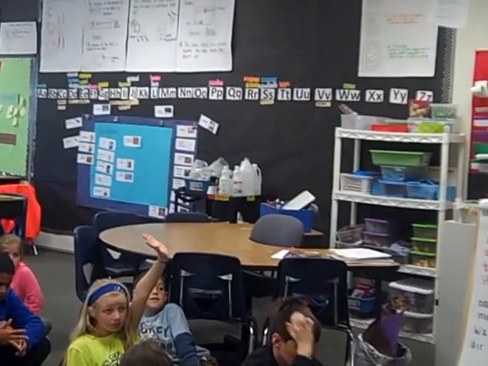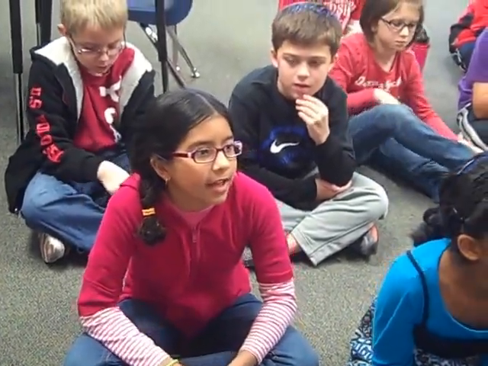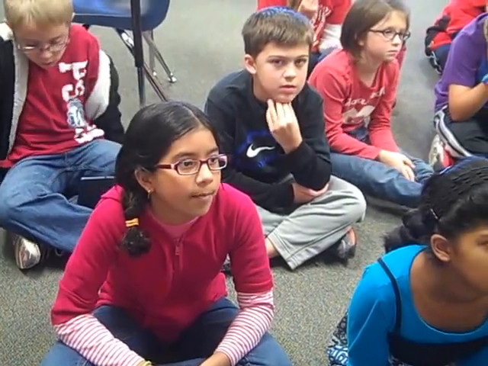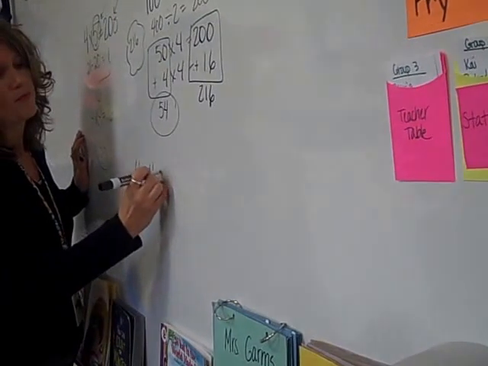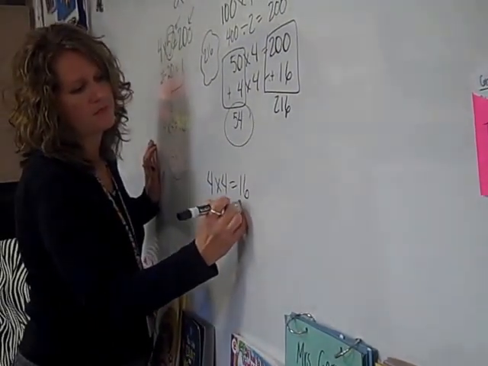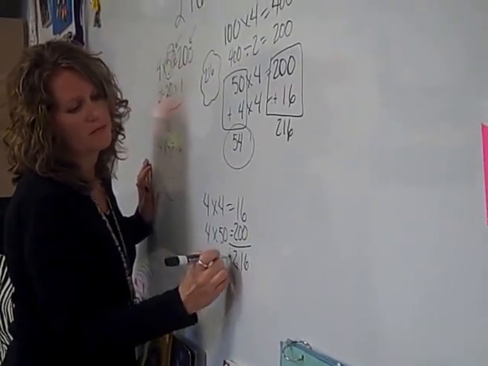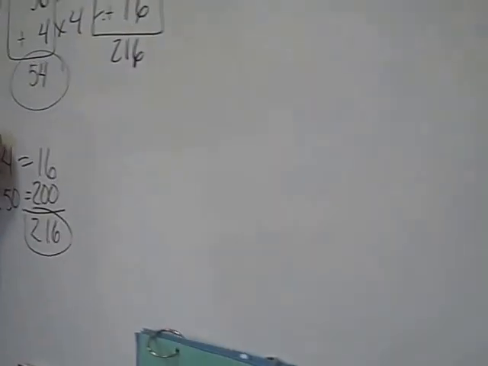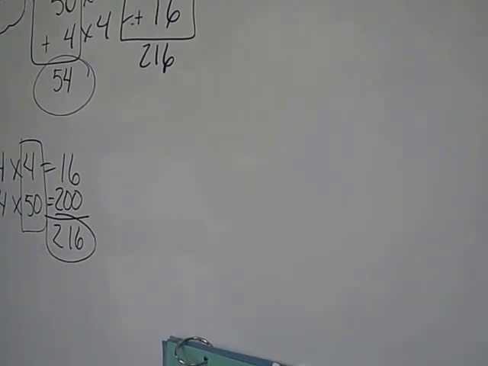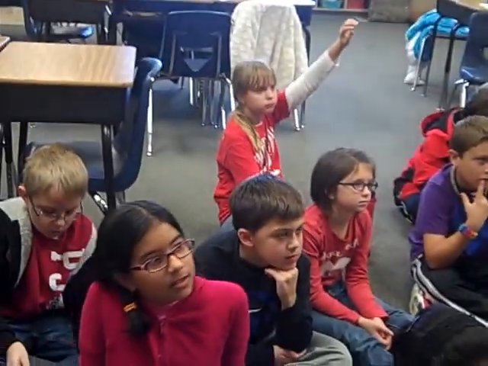Let's hear from Anushka. I did the same thing that Connie did, but then to check, I did 4 times 4, which got me to 16, and then I did 4 times 50, which got me to 200. And then I added those together, and then I got 216, which showed me that I had the right answer. So she flipped it. She went to multiplication instead of division to check herself. Multiplication was easier. Because multiplication is easier for you. All right, Grace?